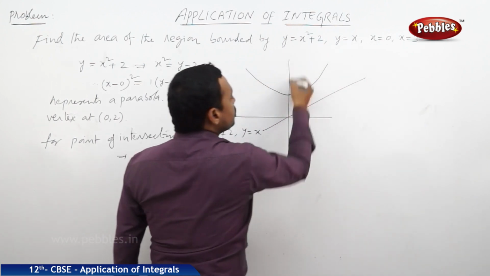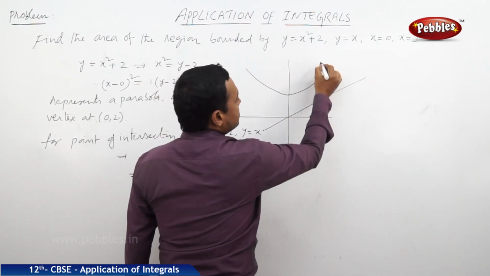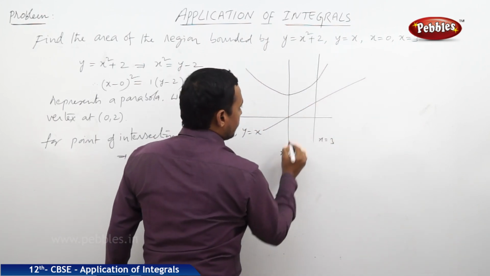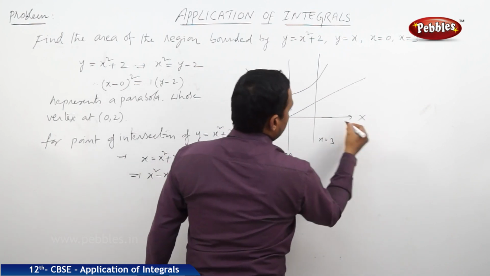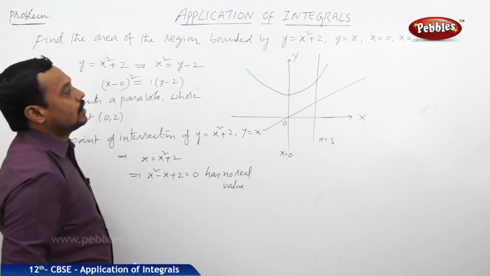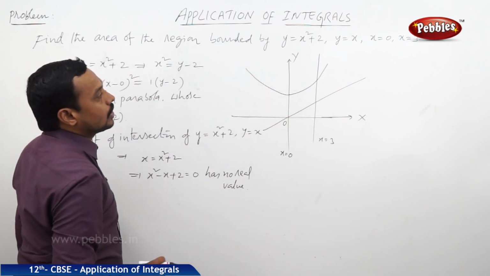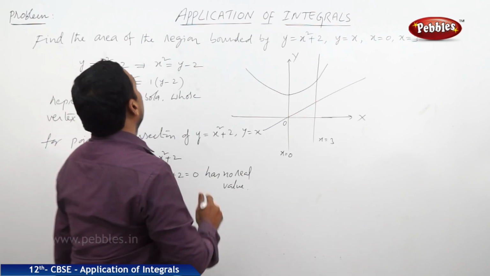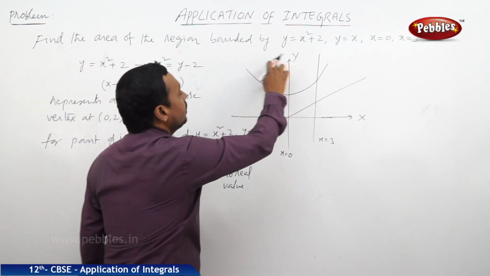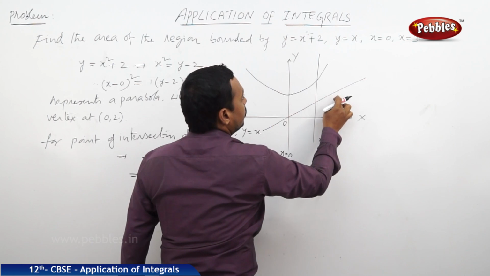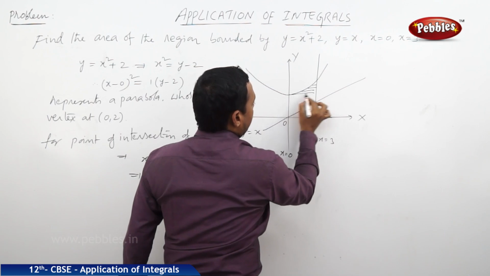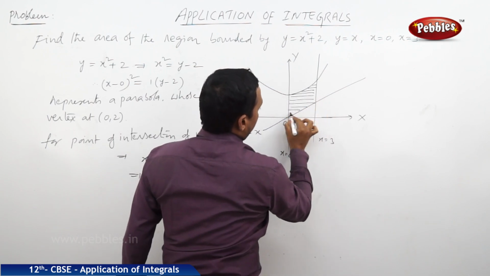Now x is equal to 0, of course it is the y axis, and x is equal to 3. It is parallel to the y axis. It is x axis, it is y, and let it be origin. Now these are the graphs of the curve and straight lines. Now what is required? Find the area of the region bounded by this parabola and y is equal to x between x is equal to 0 and x is equal to 3. That means this is the required area. Now we have to find this much area.